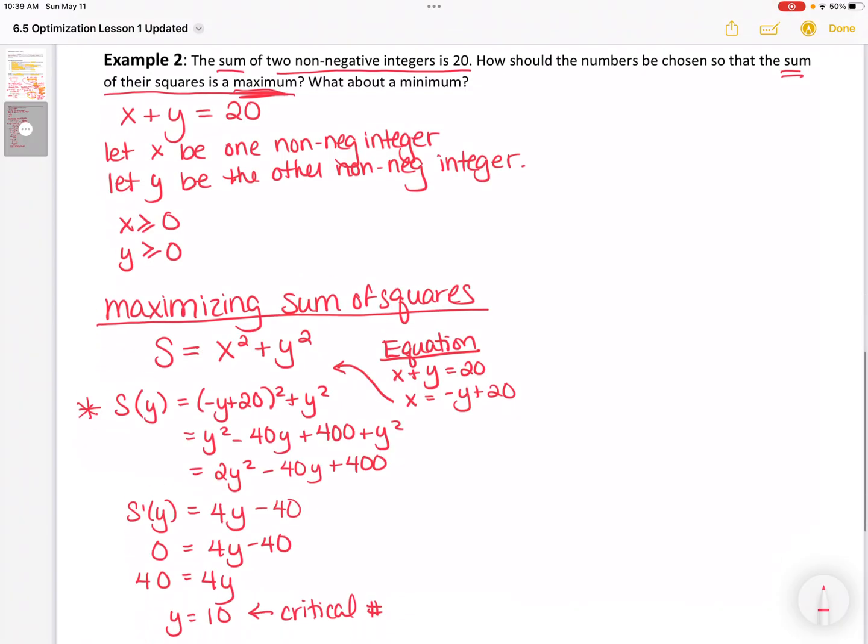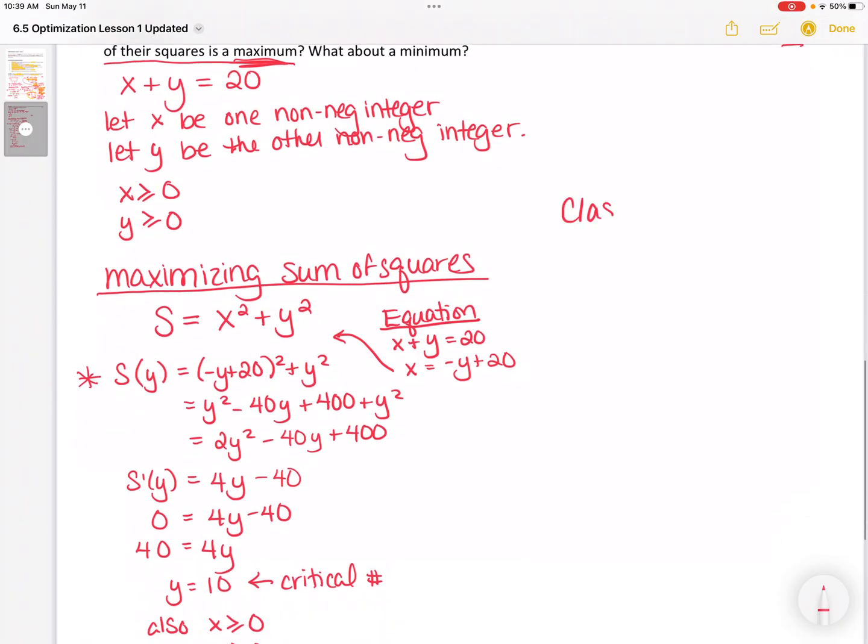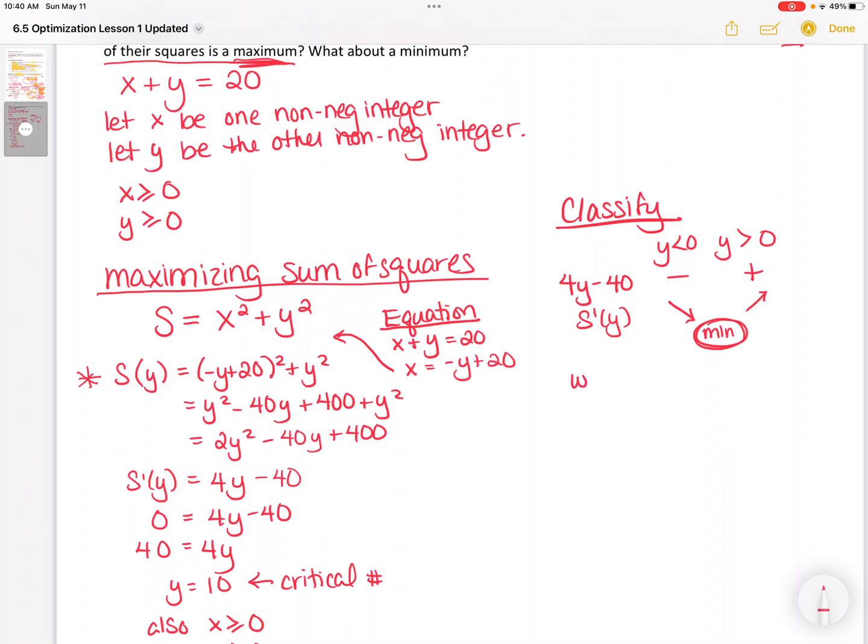Okay, so now I'm going to classify to show if I have a maximum or minimum. So when I go to classify this, and remember, I gave you a list of ways we could classify, I'm going to start with that interval table again. So y less than 10, y greater than 10, and my derivative function is 4y minus 40. Okay, so it's negative here, it's positive here. That means the derivative function goes down, up, so I have a minimum.